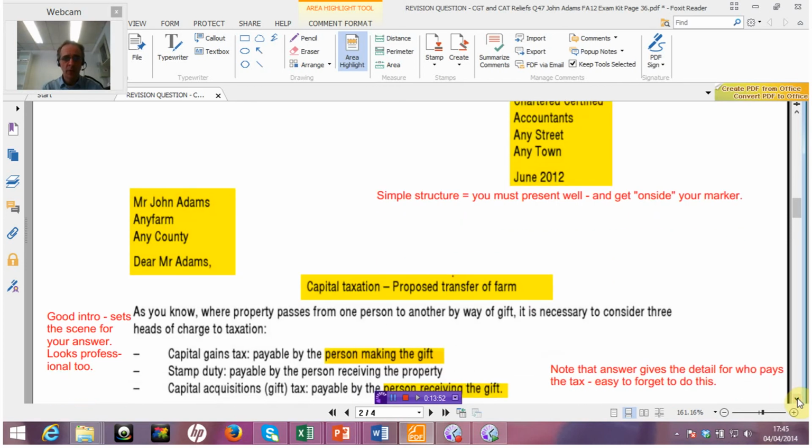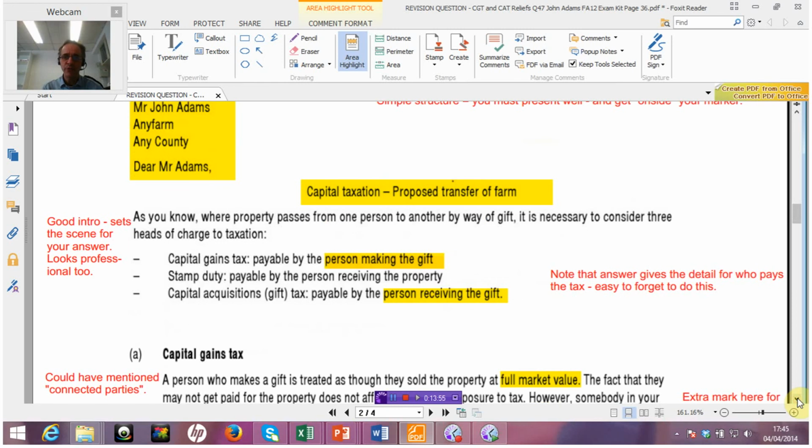So in terms of an intro here, over and above laying out the letter properly, you'll see that, broadly speaking, this first paragraph or first section really just reiterates what's in the requirement. We've got a nice little start line here. We could have said something like, further to your inquiry, I can advise as follows.